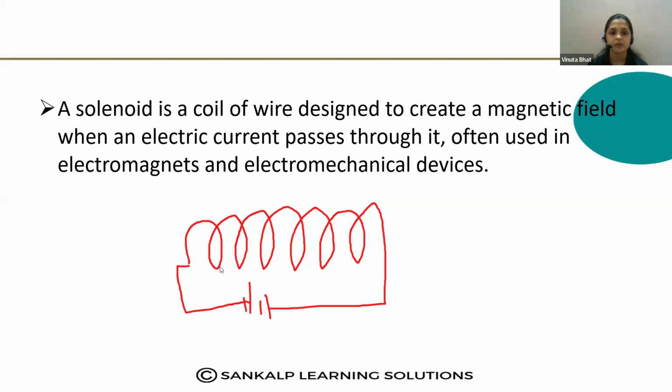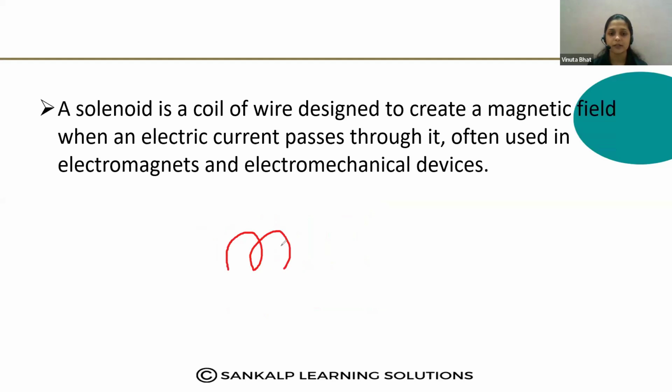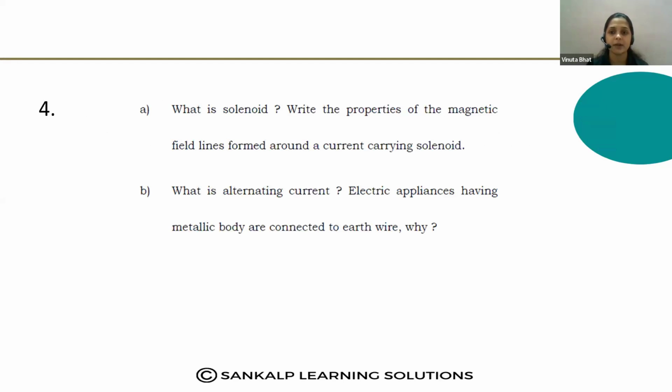This solenoid acts as a bar magnet when the current passes through it. Here you should know the characteristics of the bar magnet and the magnetic field lines formed around the bar magnet, because the same characteristics will be there.